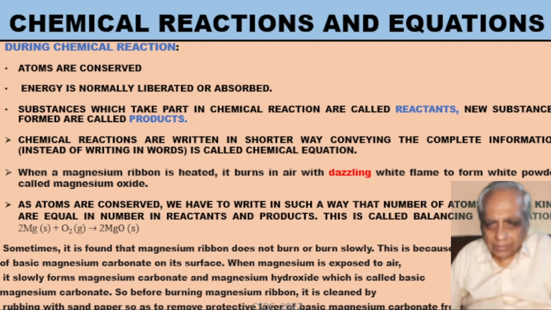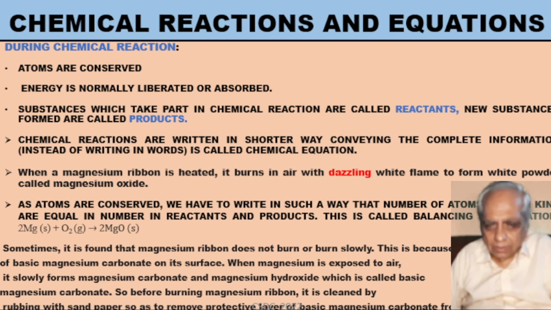Is it alright? Then the substances that are taking part in the chemical reactions are called reactants, and the new products formed are called products. Now, instead of writing in description that substance A reacts with substance B and then they form substance C and substance D at this temperature and so on, we have formed a convenient way of writing this, which we call an equation. I will show you the equation today itself.